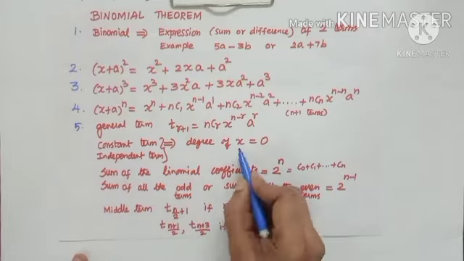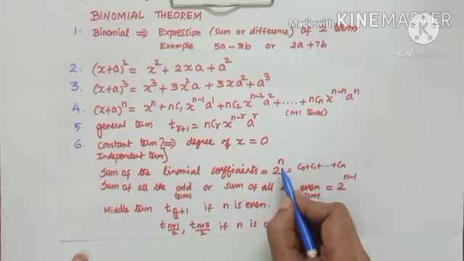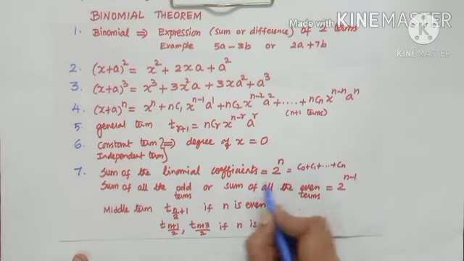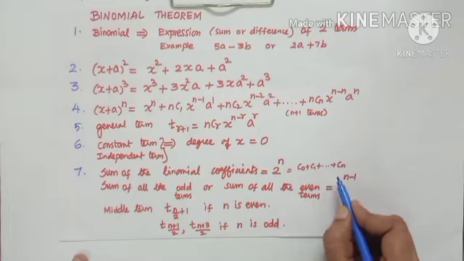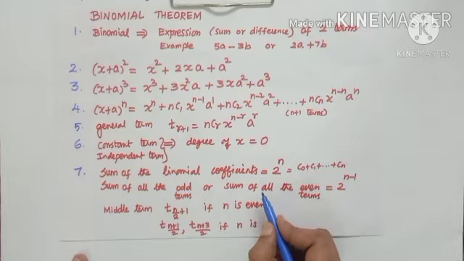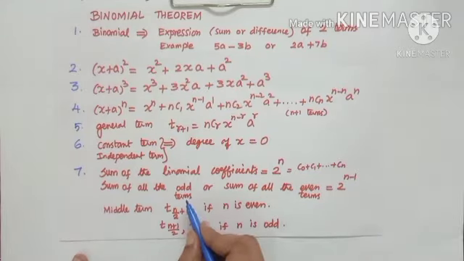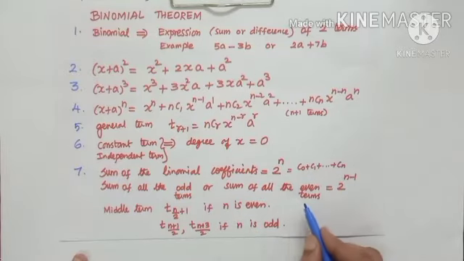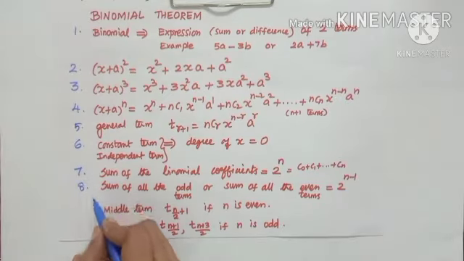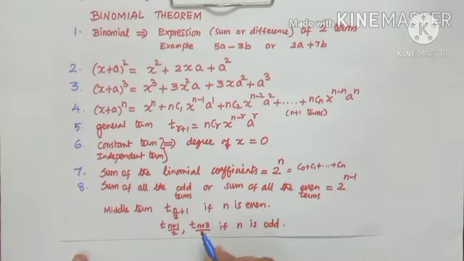Constant term or independent term, degree of x is 0. Sum of all the binomial coefficients is 2 power n. It can also be written as C0 plus C1 etc. up to Cn. If I take the sum of all odd terms alone or even terms alone, I understand the odd terms total and even terms total are equal, which is equal to 2 power n minus 1. This again is an often repeated 1 mark question. The middle term, when n is even, is T(n/2 + 1).